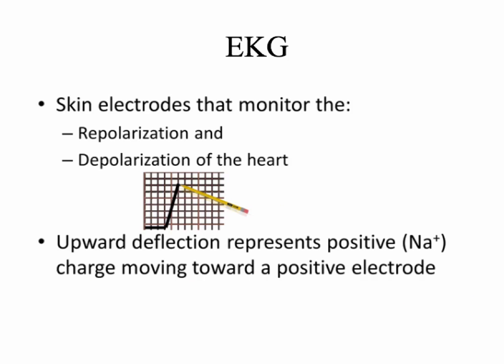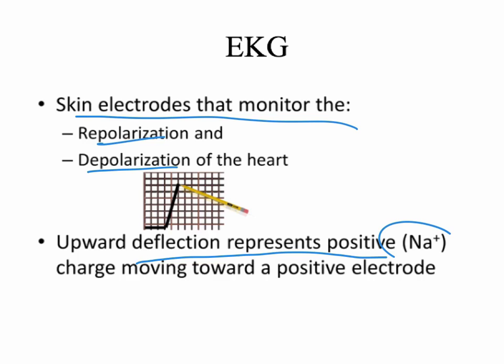So how do we monitor this depolarization and repolarization? The answer is skin electrodes allow us to monitor both the repolarization and depolarization of the heart. The first initial upward deflection represents the positive sodium charge moving toward a positive electrode.